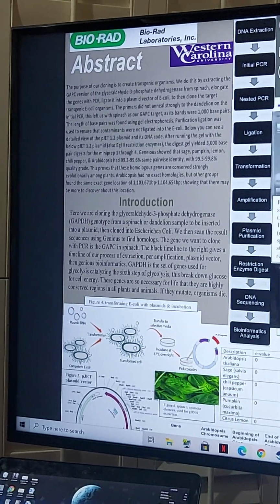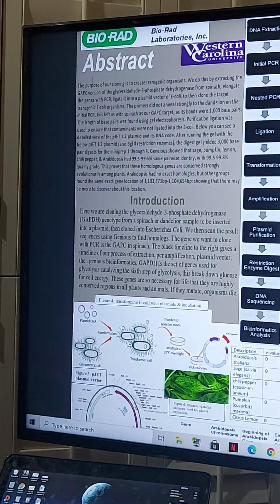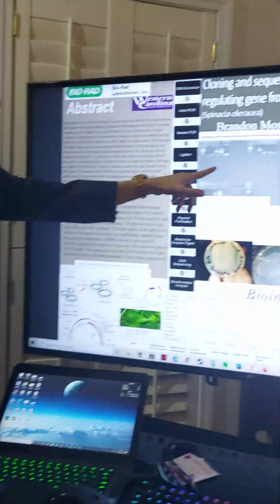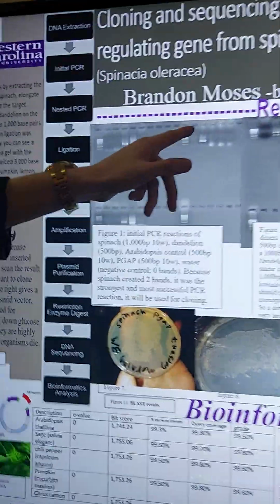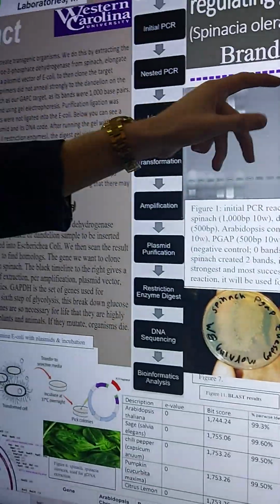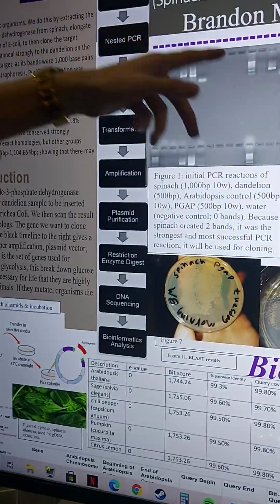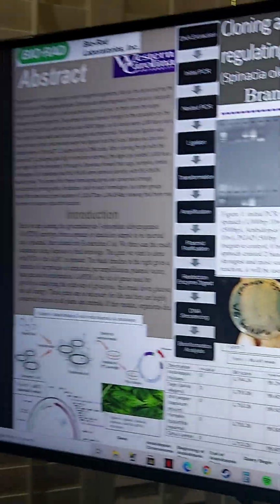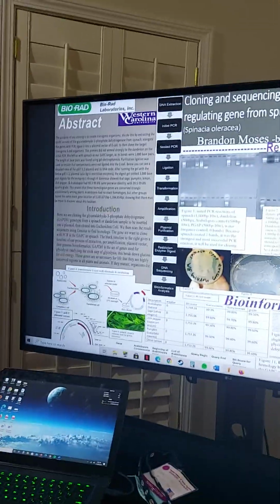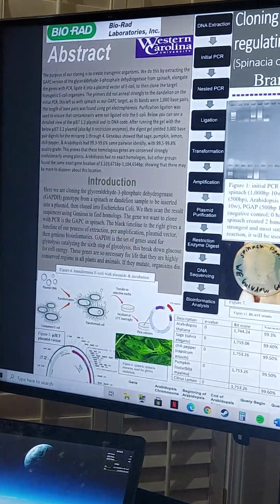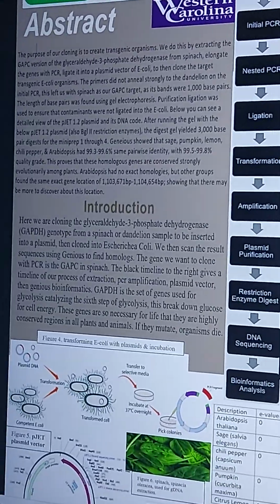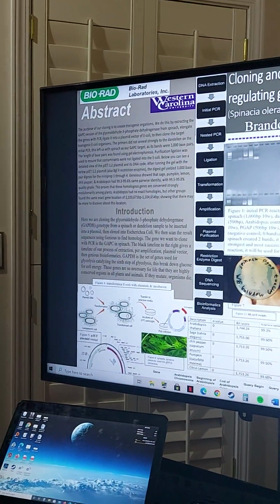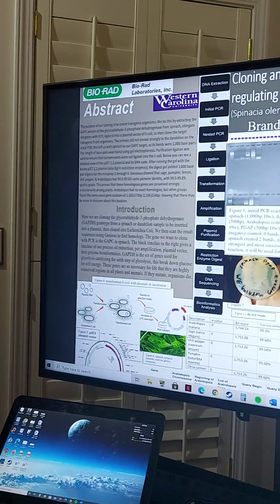The primers did not anneal strongly to the dandelion on the initial PCR right here. You can see dandelion, if you come a little closer, this is dandelion, and you can see that it didn't anneal very well. So instead we used spinach because the PCR annealed much stronger to that. The spinach bands were 1,000 base pairs long, and the length of the base pairs was found using gel electrophoresis. The purification ligation was used to ensure that contaminants were not ligated into the E. coli.